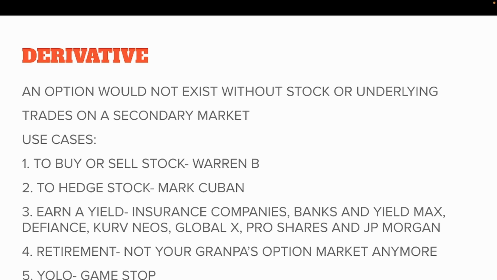All right, so let's talk about use cases. Why do people mess with options if you can just buy stocks? Why do you even need a derivative? What's the deal? Well, here's the original intent of options, I believe, is to actually buy or sell the stock. You enter a call, you buy a call contract, you're entering an agreement to buy the stock.